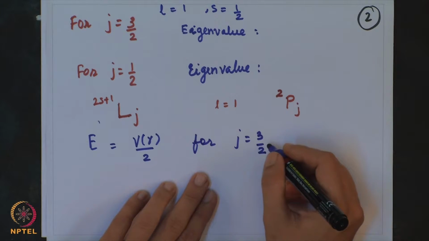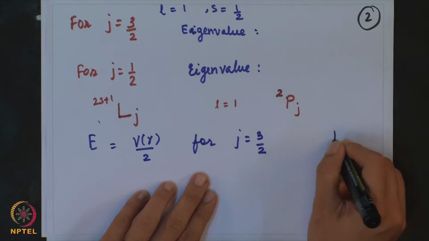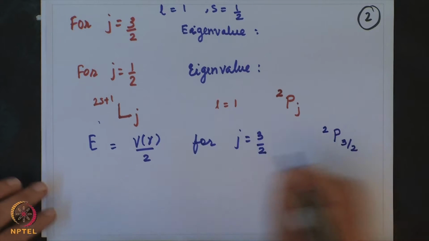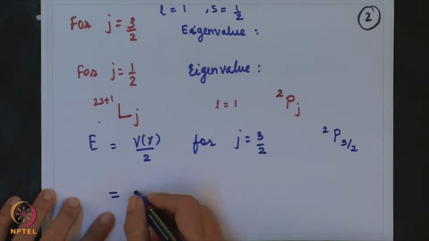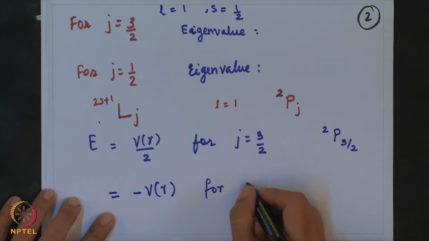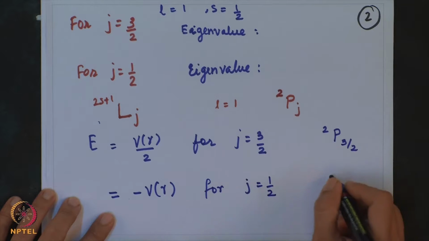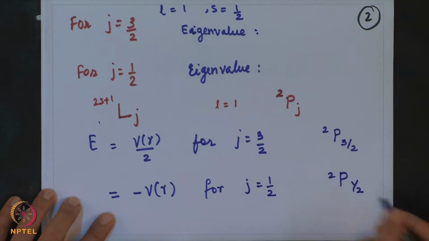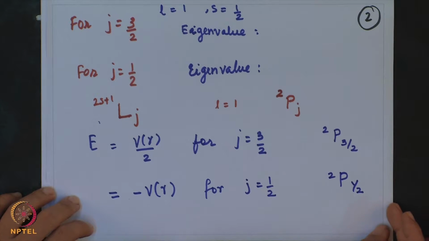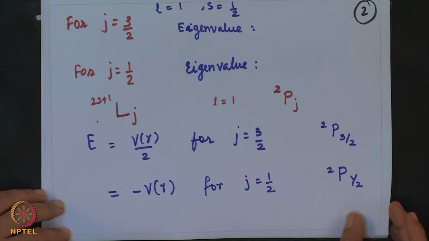So, for J is equal to 3 by 2, in spectral notation how will I write? I will write this as P 3 by 2. This you might all be knowing, and this will be V(r) for J equal to half. So, the corresponding spectral notation would be this, alright. So, this is what you are supposed to evaluate. You can also calculate the wave function and things like that on your own.